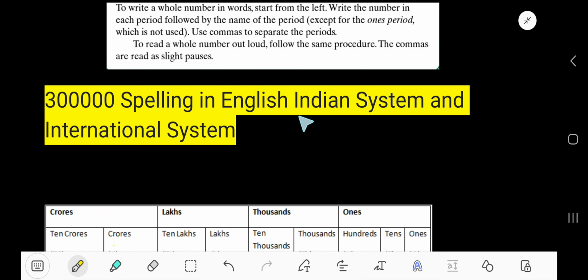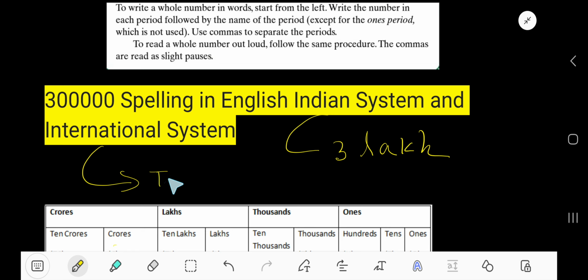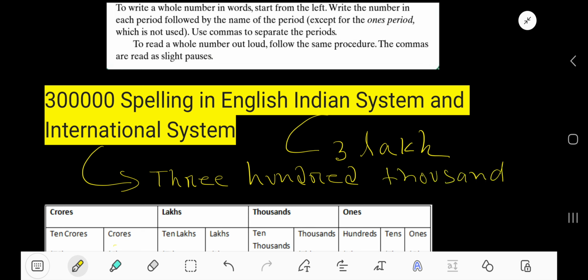The number 3,000,00 spelling in English for the Indian system and the international system. In the Indian system, this number is 3 lakh, L-A-K-H, and in the international system, it is spelled as 300 thousand. Okay, now let me explain. Actually, 3 lakhs and 300,000 are the same.